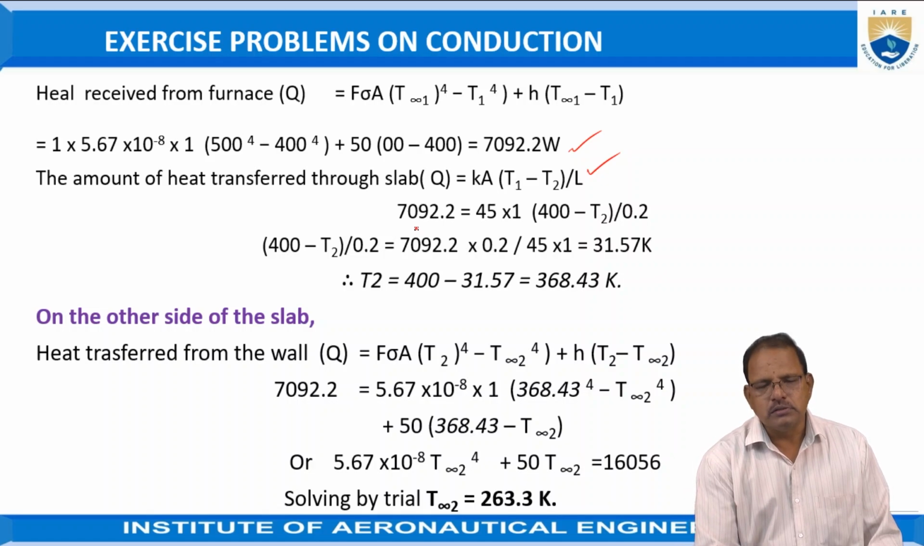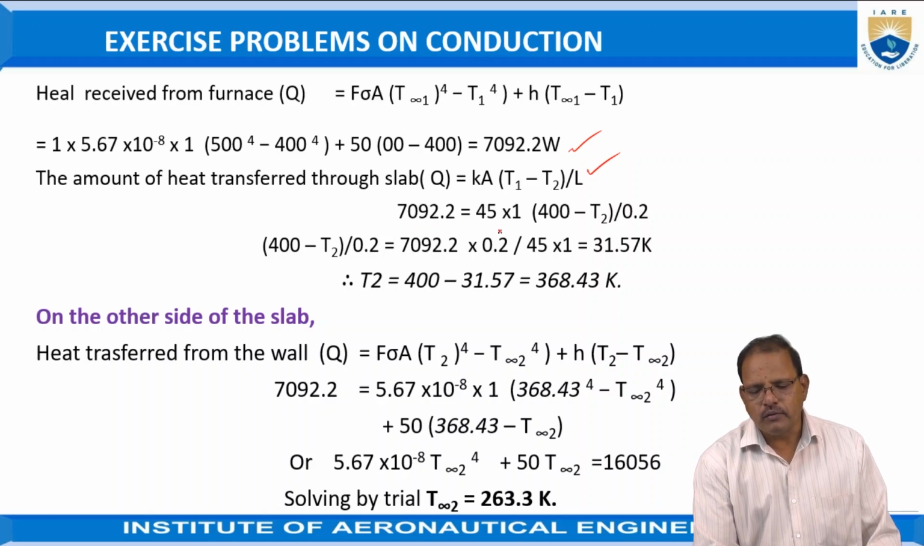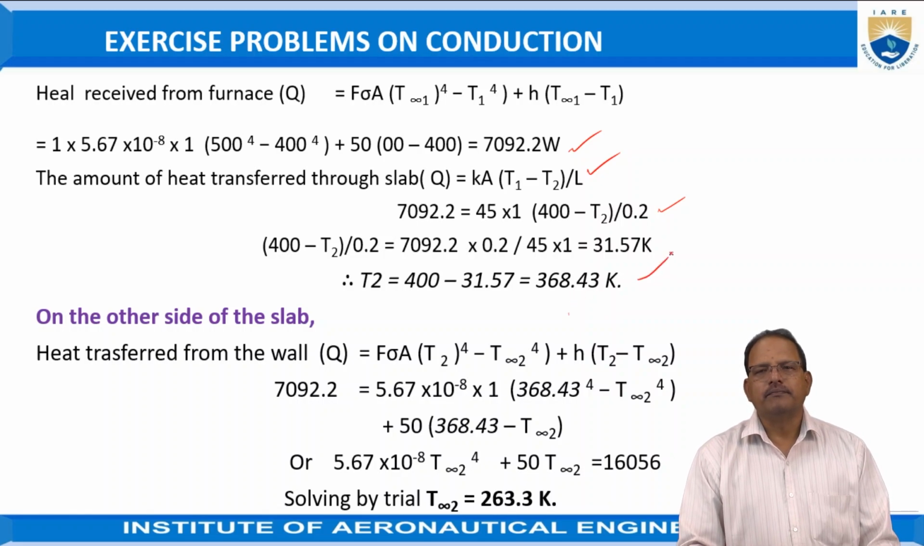Substituting the values, Q is equal to 7092.2, equal to 45 into 1 into 400 minus T2 divided by 0.2. From this relationship, we can determine the T2 value, which is equal to 368.243 degree Kelvin.